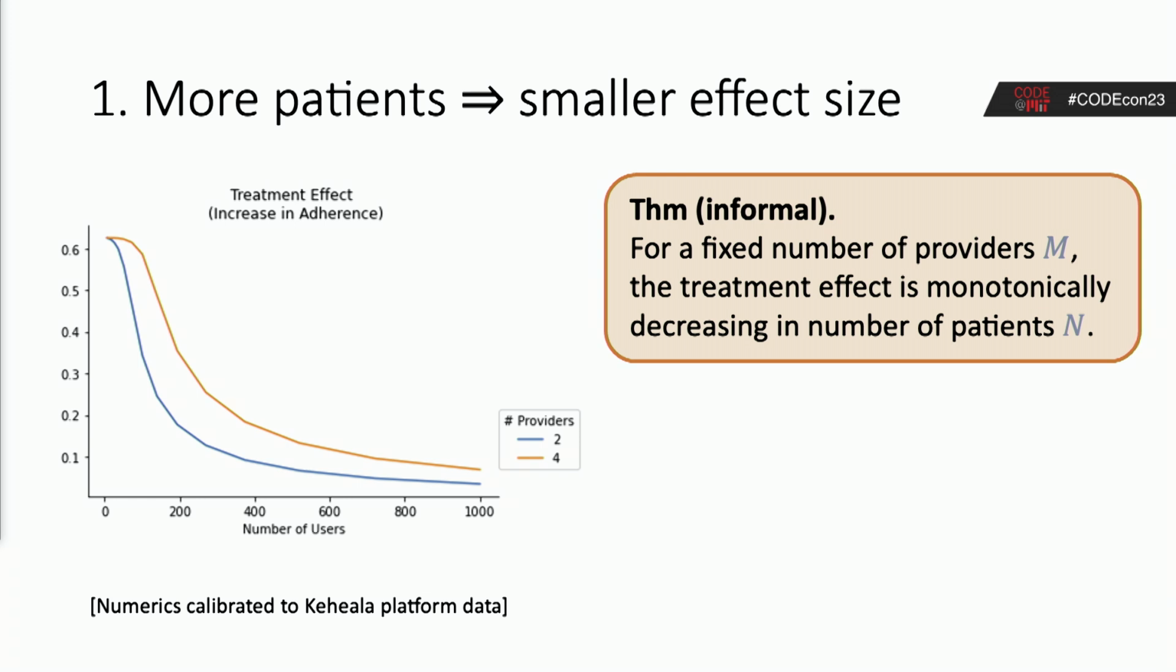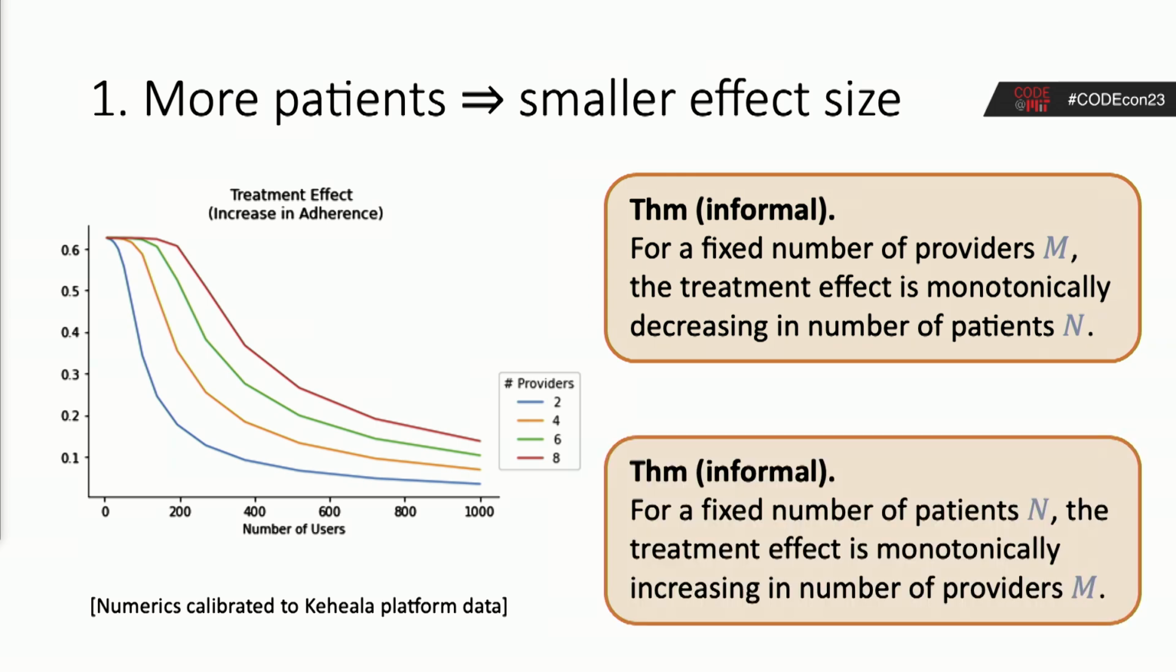Another thing that we can see is that if we increase the number of providers, then the effect size will be increasing. Again, this is pretty natural. Now these patients will be called faster than they were before, and so they're essentially getting more treatment. And this is something that we prove as well: conditioned on a fixed n, a fixed number of patients, as you increase the number of providers, the effect size will be increasing.